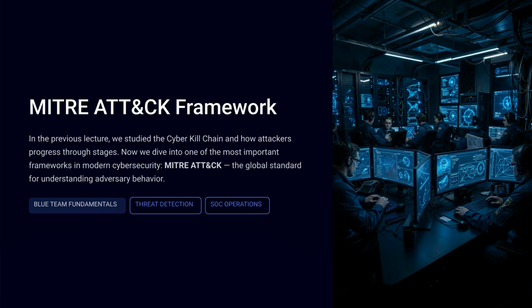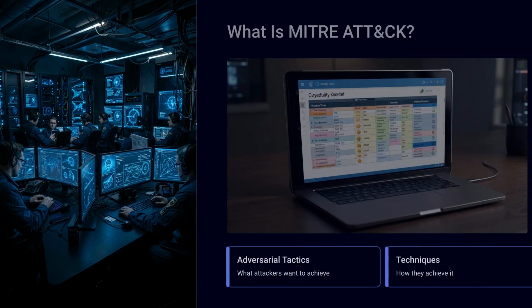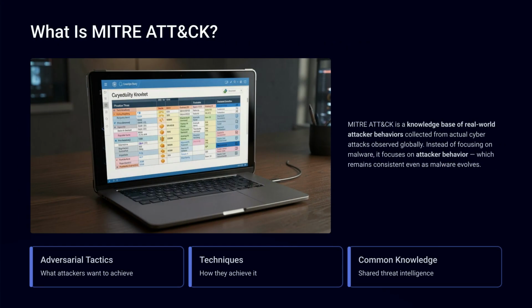Today, we dive into one of modern cybersecurity's most important frameworks, MITRE ATT&CK. It's the global standard for understanding adversary behavior. MITRE ATT&CK is a comprehensive knowledge base of real-world attacker behaviors collected globally. It shifts the focus from malware to consistent attacker behavior. It consists of adversarial tactics, techniques, and common knowledge.